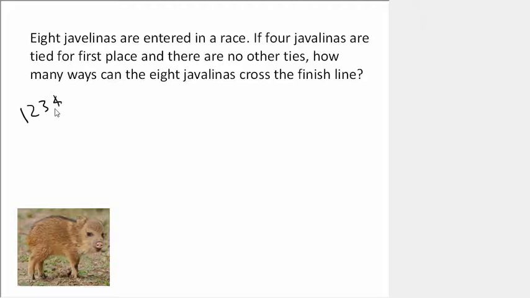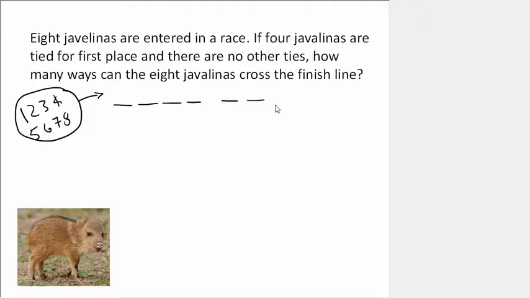First of all, I've got my 8 little javelinas. They're running the race. I like to start out by saying, what could possibly happen? The first 4 of them are going to be tied, and then there's the second group, 4 more. Let's just pick some random numbers. First of all, numbers 1, 3, 5, and 7 might be the ones that tie. And then one possible order is 2, 4, 6, and 8.